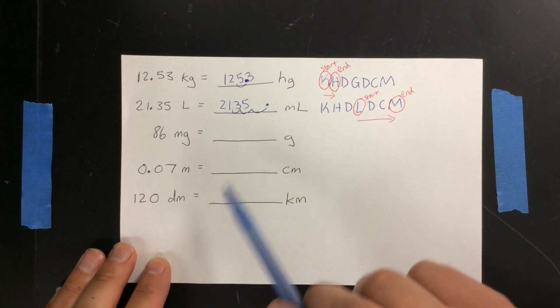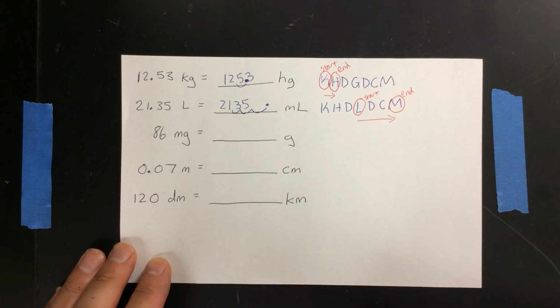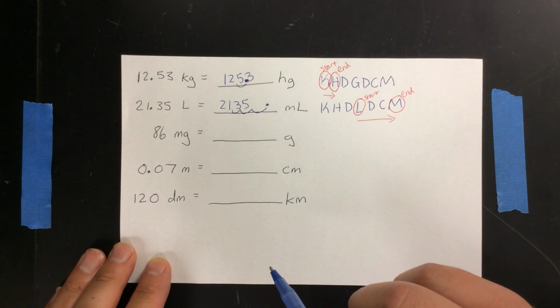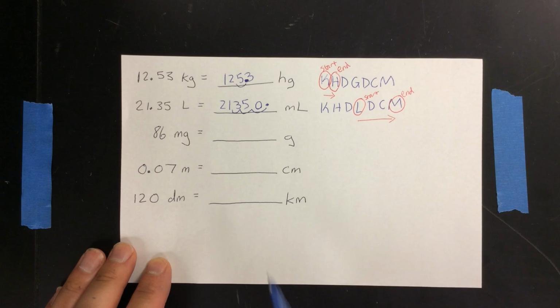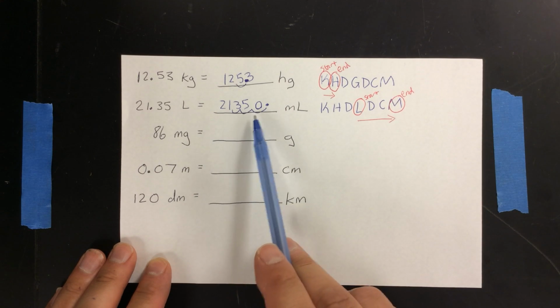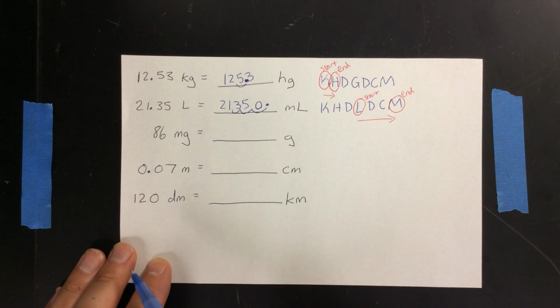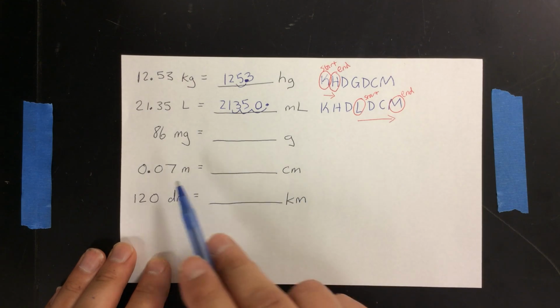Now you notice when I did this, I had to leave a gap. Anytime you have to leave a gap, you need to fill that gap in with a 0. So our correct final answer is 21,350 milliliters. Let's try our third example.